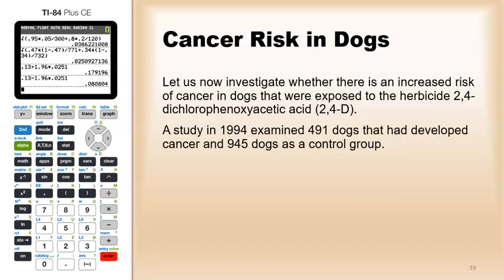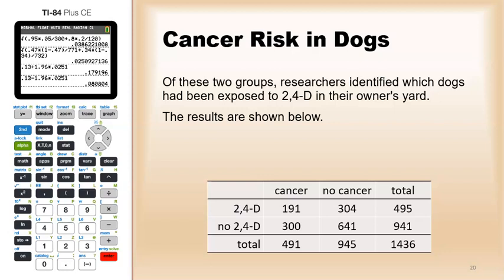All right, so now let us investigate whether there is an increased risk of cancer in dogs that were exposed to the herbicide 2,4-dichlorophenoxyacetic acid. Let's say 2,4-D. A study in 1994 examined 491 dogs that had developed cancer and 945 dogs as a control group. Of these two groups, researchers identified which dogs had been exposed to 2,4-D in their owner's yard. And you see the results in the table below.